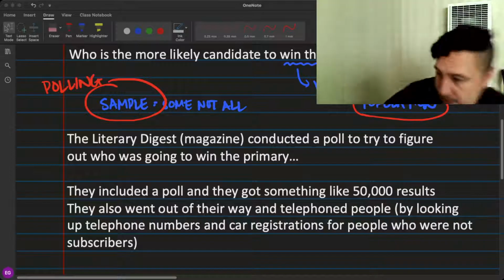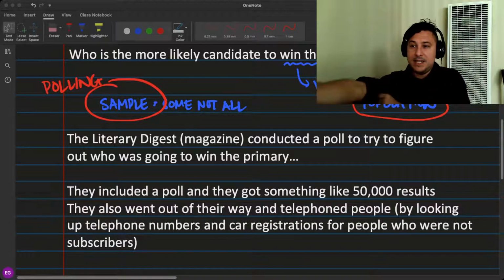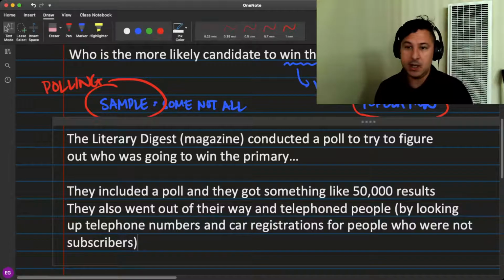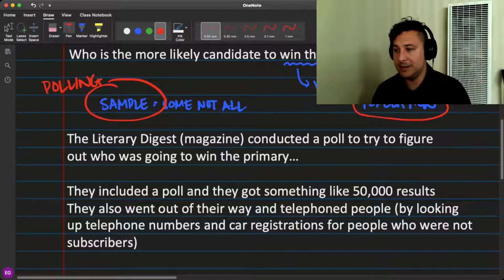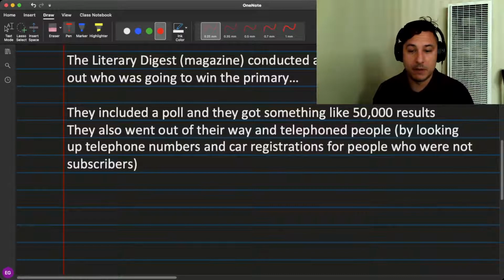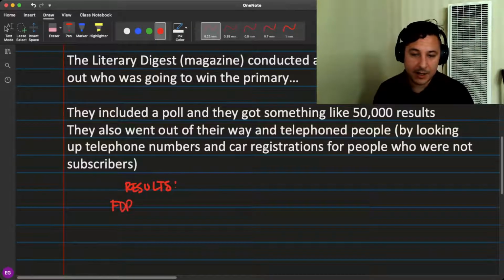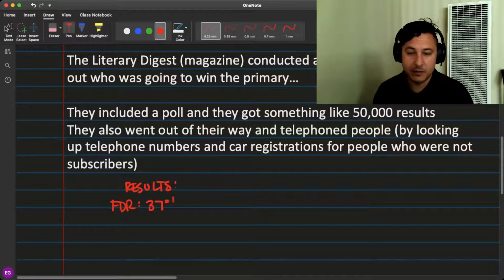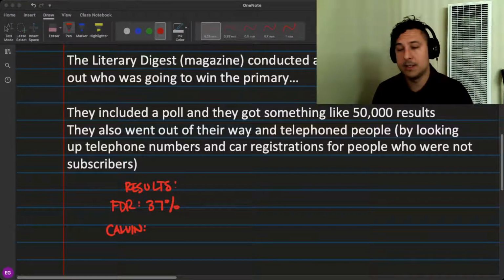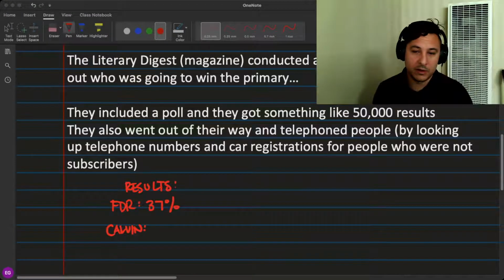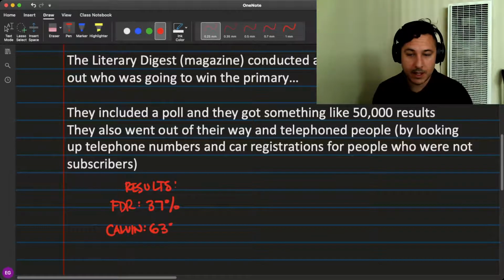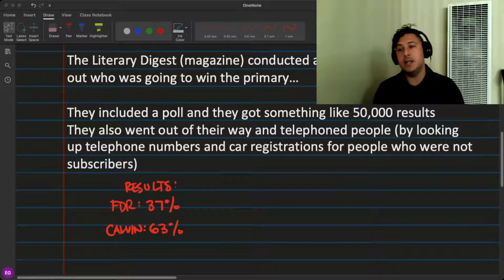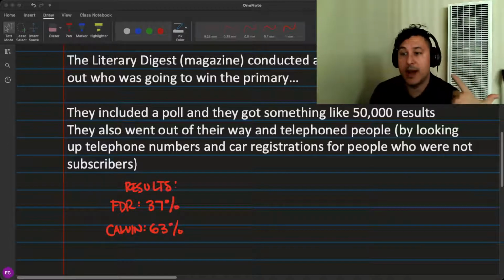Okay, I'm back. So they did this poll, and the results were interesting. I'm going to make up these numbers because I don't remember exactly what the real results were, but this is pretty close. For FDR, like 37% of people said they were going to vote for him. But for Calvin, again, made up name, I don't remember exactly who it was, what does that leave over? Like 63%? So according to the poll, overwhelmingly, it looked like the other guy was going to win, not FDR.